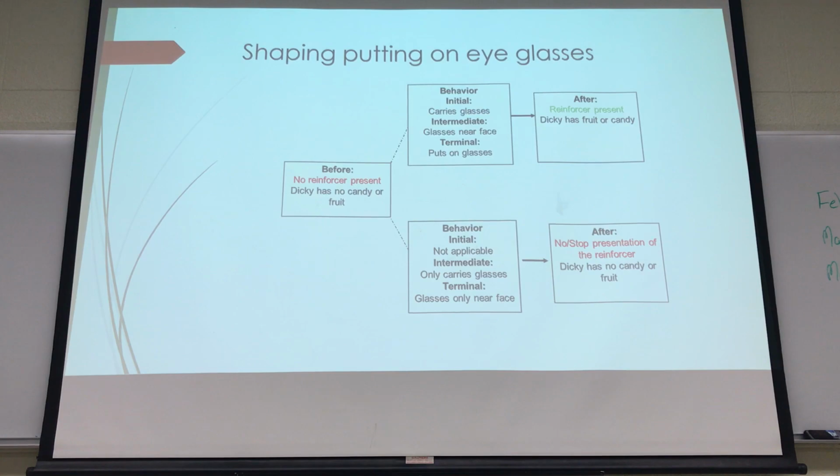So again, we walk through the steps. Terminal response: puts on glasses. Initial response: carries glasses. Intermediate response: glasses are held near his face. And then we go through the differential reinforcement process to shape putting on eyeglasses.